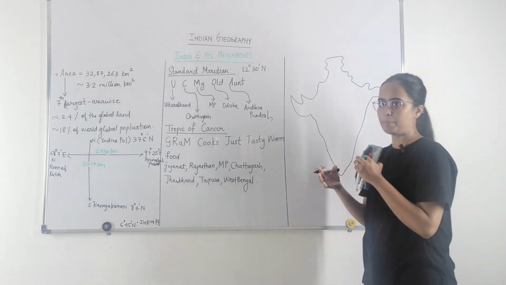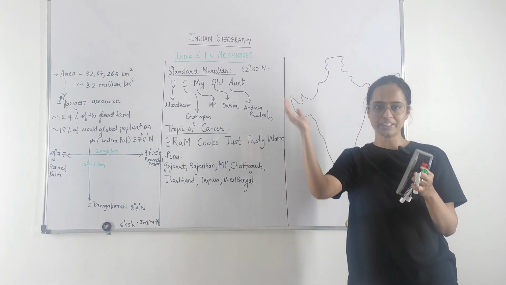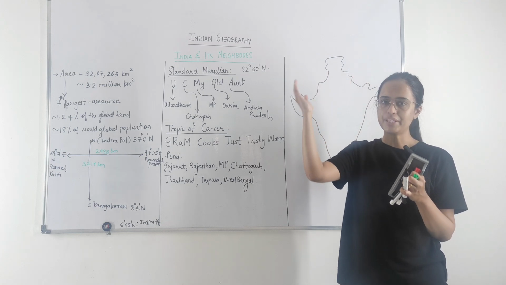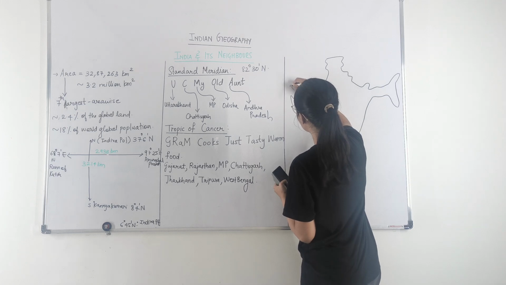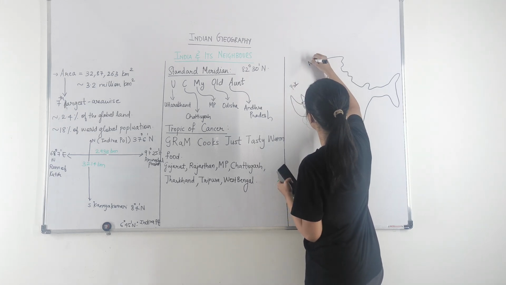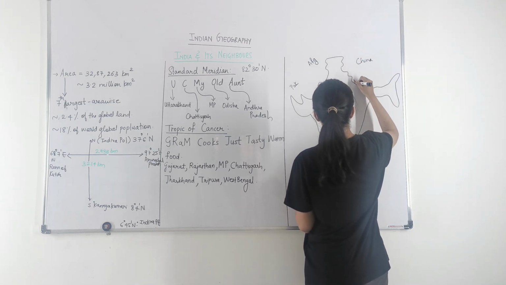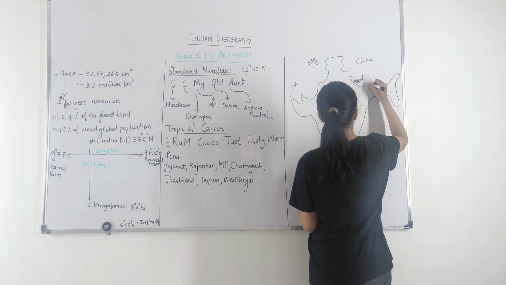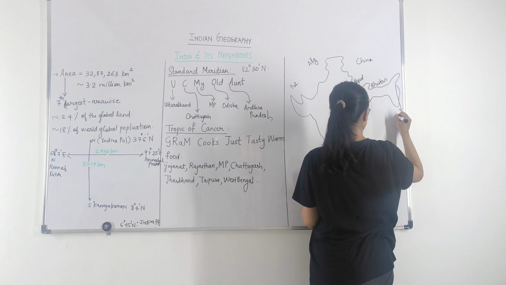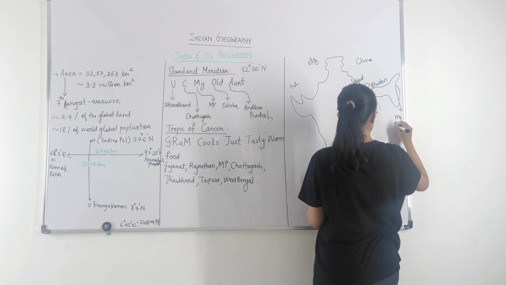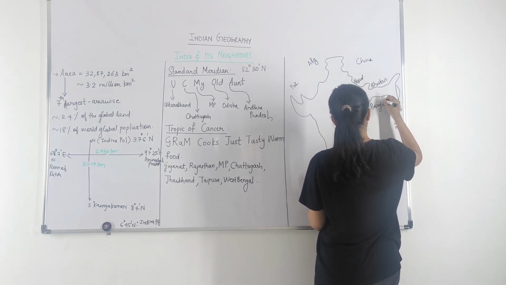So, if you try to remember the neighbors of India, we would be remembering them from west to east, and we would be remembering them in the anti-clockwise direction. So here in the westernmost part, we have Pakistan, followed by Afghanistan. Then we have China over here. We have Nepal over here. We have Bhutan in this small space. Then we have Myanmar over here. And we have Bangladesh over here.